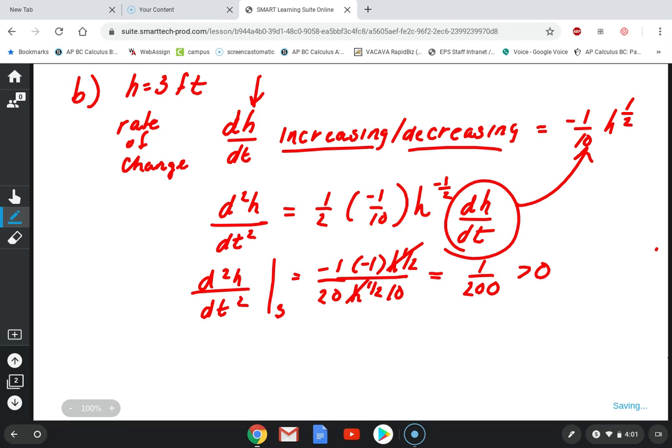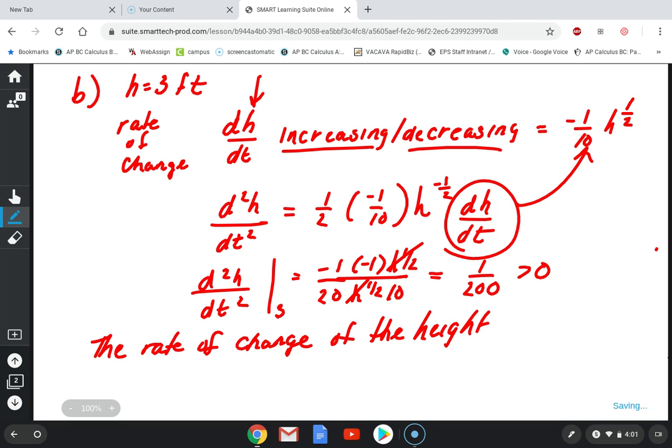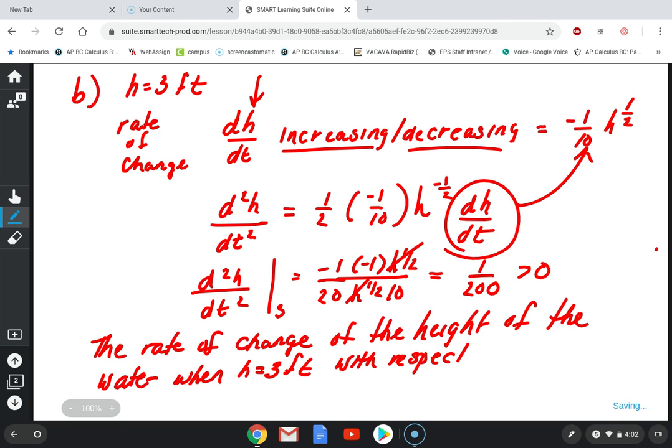And so that means that the rate of change of the height of the water, when h equals 3 feet, with respect to time, is increasing, because the derivative, which in this case is d squared h dt squared, is greater than 0.